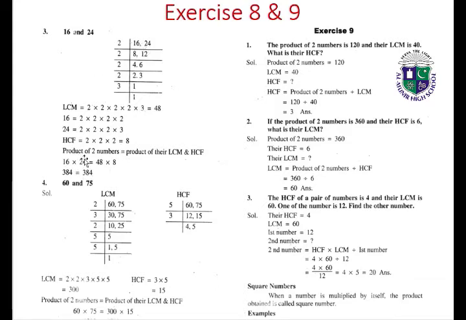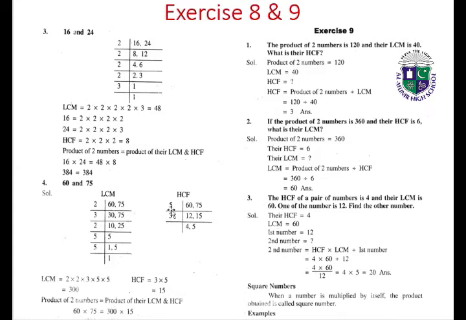16 multiplied by 24 is 384. 48 multiplied by 8: 8 8s are 64, 4 carry down and 6 carry, 8 4s are 32, 32 and 6 is 38, so 384. Next, 60 and 75, LCM and ACF.